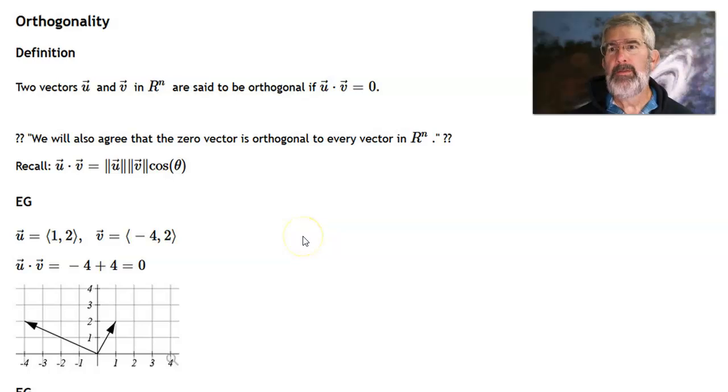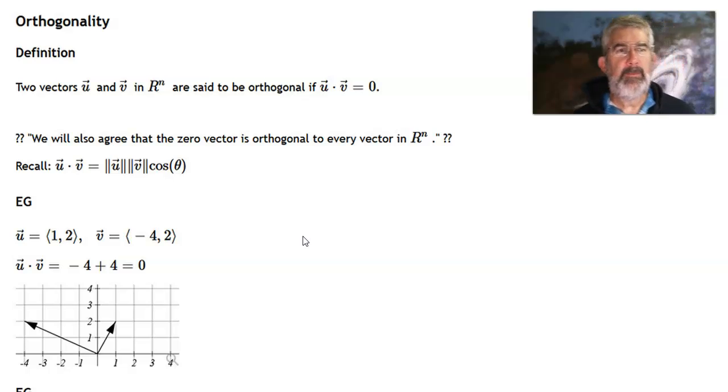Now, remember, the dot product is, at least the geometric interpretation, the length of one times the length of the other times the cosine of the angle. So if the dot product is equal to 0, then that angle is essentially pi over 2, right? When is the cosine equal to 0? Well, at 90 degrees, or pi over 2. I'm not going to use degrees anymore.